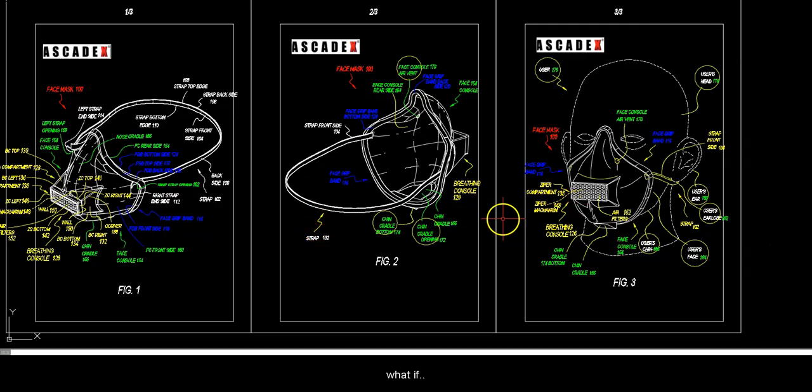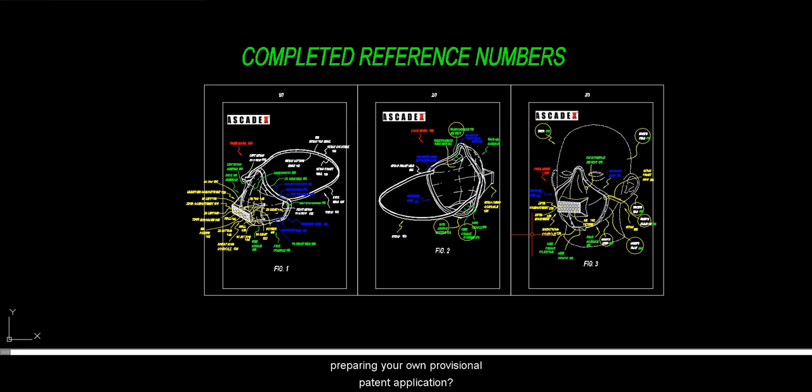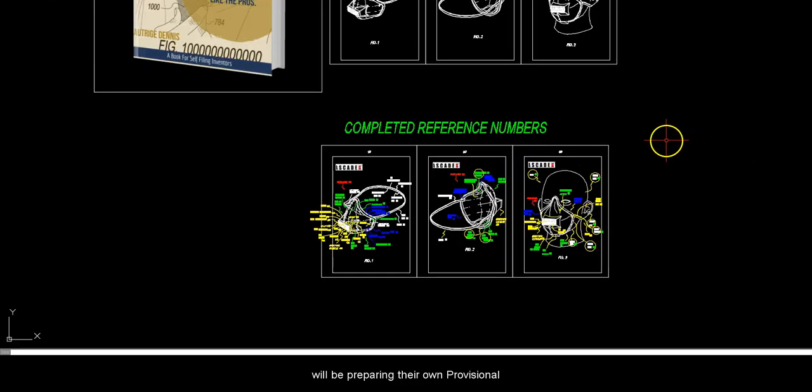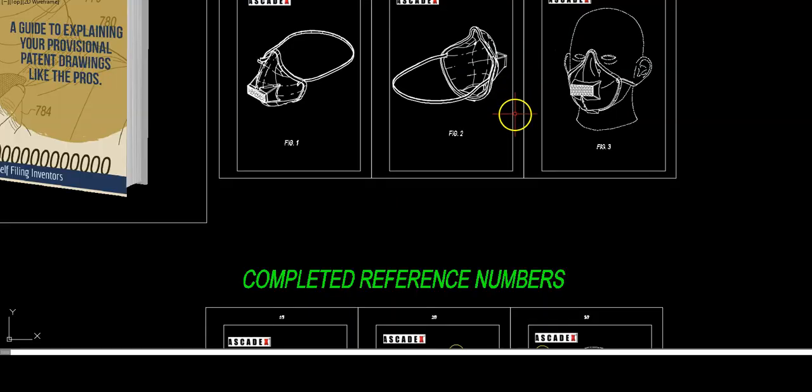Now, what if you, the inventor, are going to be preparing your own provisional patent application, which is the case for many of our clients? After we prepare the drawings and send them over to them, it is their responsibility to add the reference numbers to the patent drawings.